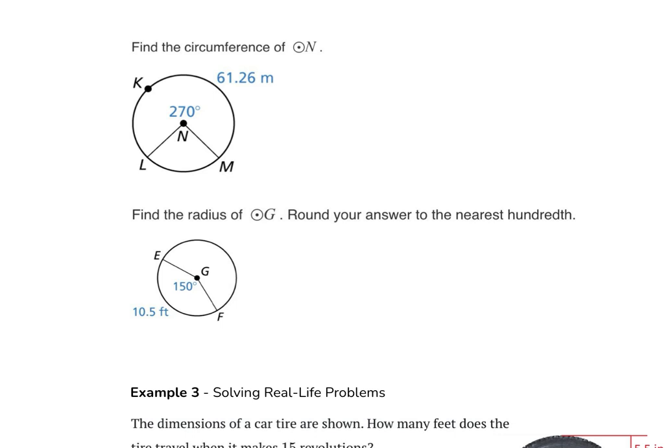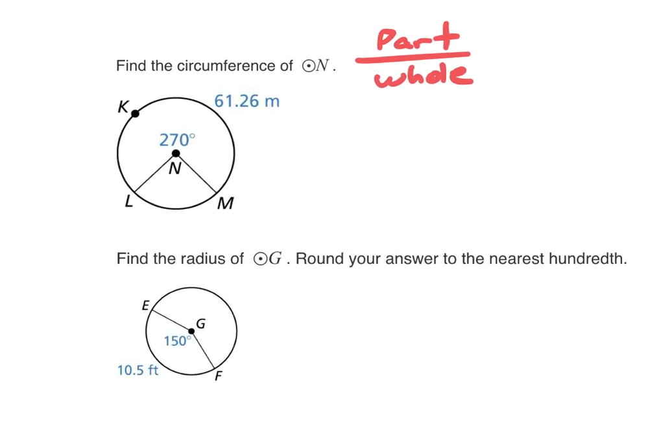Okay, this is the one, we're going to kind of do this one again. We're looking for the circumference, okay? So once again, here's where we're going to use that part over the whole again. Because what we don't know here is we don't know the radius. If I knew the radius, I could just plug it in and boom, I got my answer, right? We do not know the radius here. So here's what we're going to do.